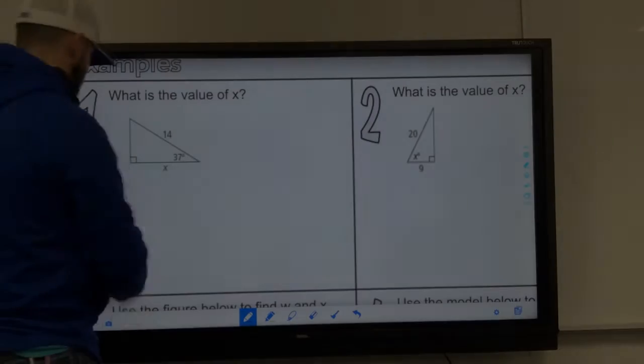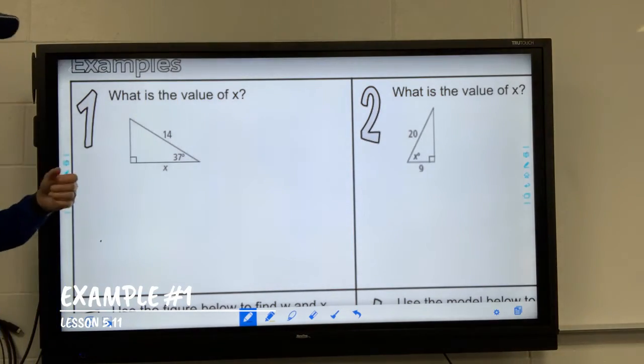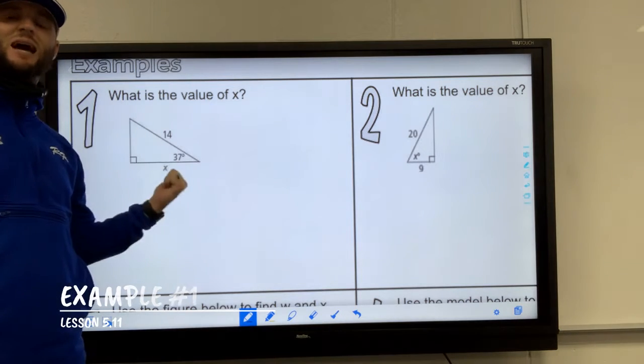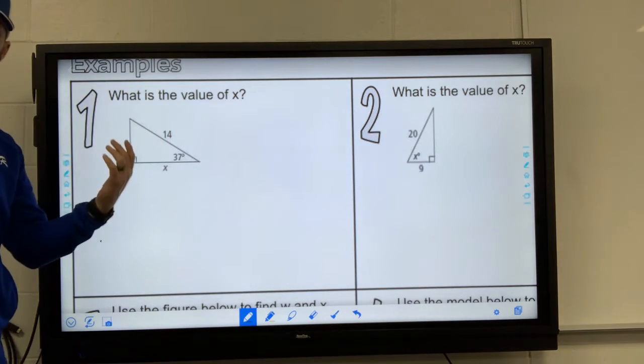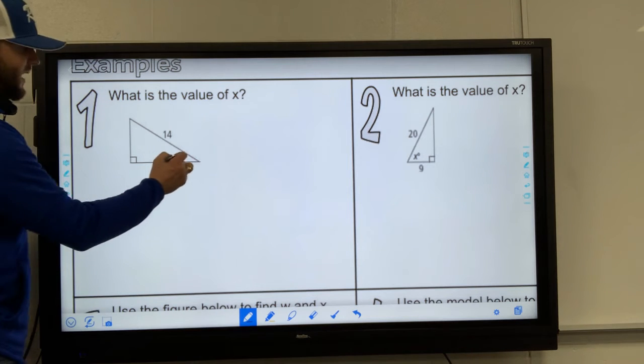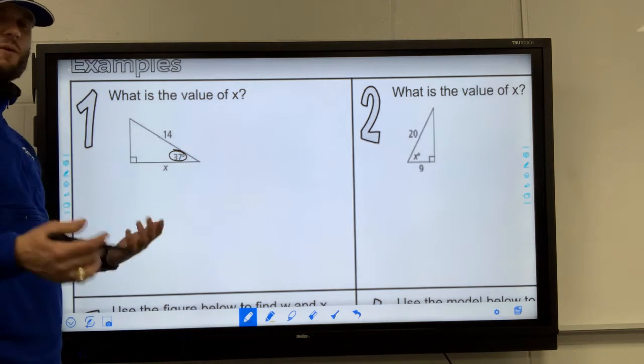So here we go. All right, so on example number 1, it says, what is the value of x? So it looks like I'm trying to find a missing side length on a right triangle. Right triangle, I can use trig to find that missing side. So it looks like I'm given this angle right now, okay? So I'm going to be referencing everything from that angle.